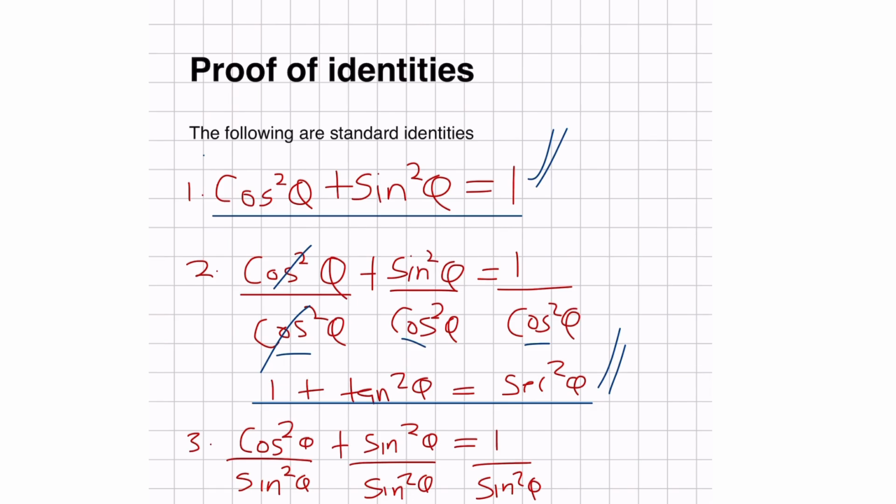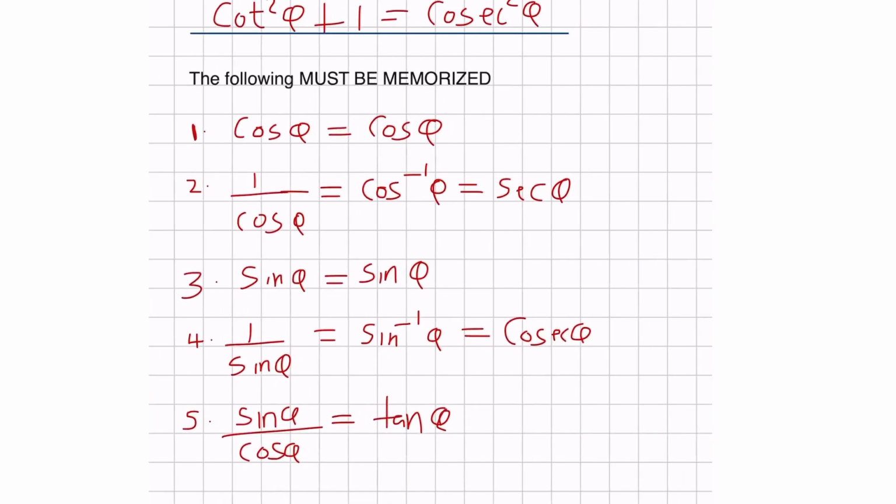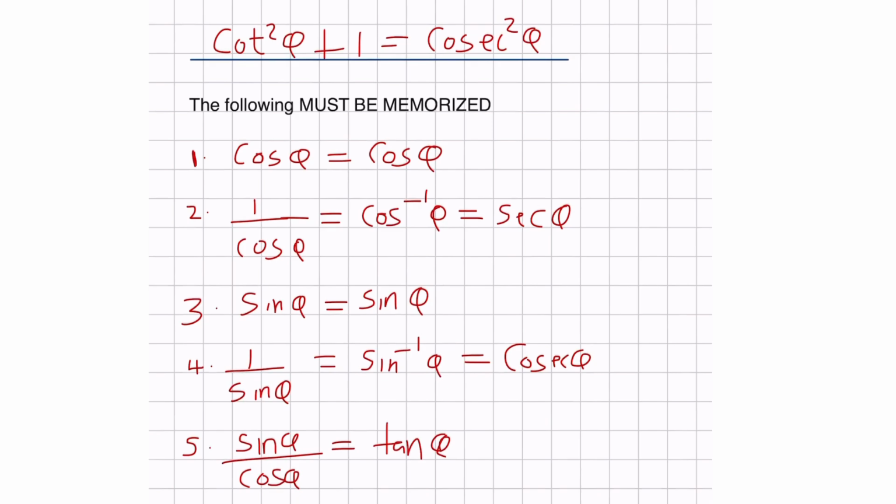The third identity: since for the second standard identity we divided the whole equation by cos squared theta, this time we can divide the whole equation by sine squared theta. Ultimately we are going to get cot squared theta plus 1 equal to cosec squared theta. And this is our third standard identity.